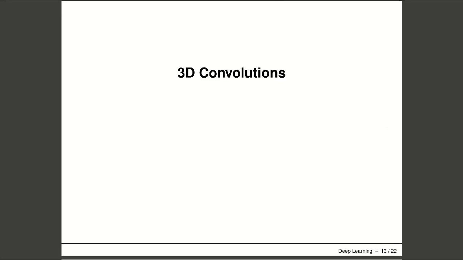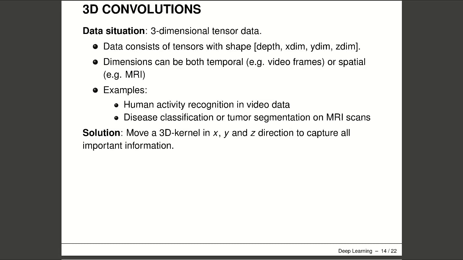And in this part, we review 3D CNN and their application in the real world. We use 3D convolution when our data can be represented as three-dimensional tensor data. Here, the data consists of a tensor with the shape of depth, x dimension, y dimension, and z dimension. The dimensions can be both temporal or spatial.